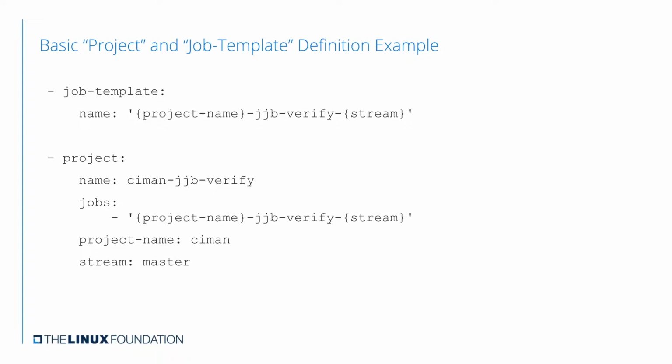Now, project name and stream could actually be arrays. So if you had a project name that was an array of CI-man and foo, and you didn't have any other array for stream, then when you push this up to Jenkins, you would actually end up rendering 2 different jobs instead of a single job. You'd end up with a CI-man JJB verify master job in Jenkins and a foo JJB verify master job in Jenkins.